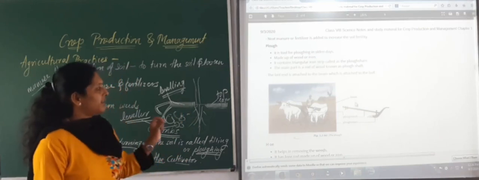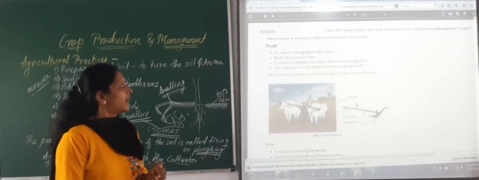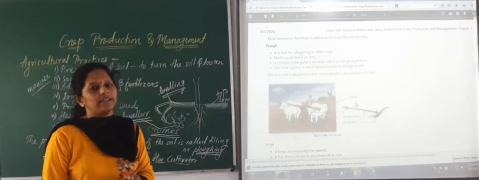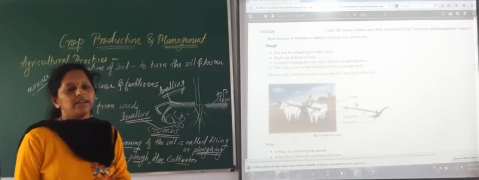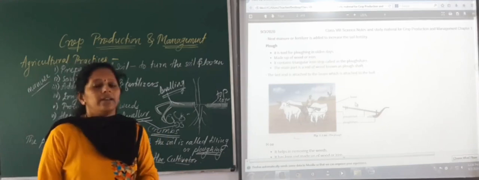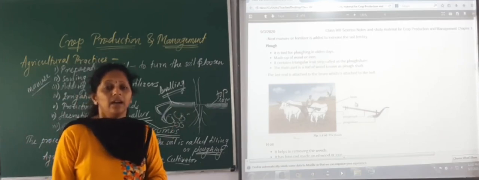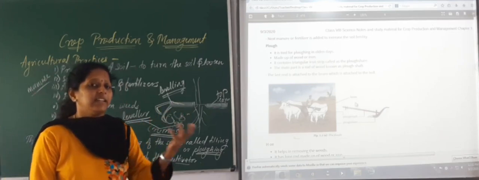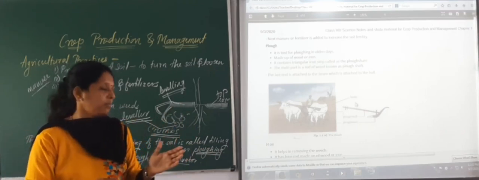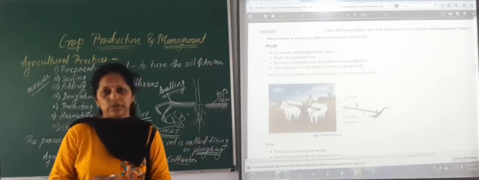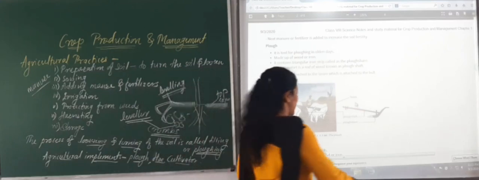The plow is important for plowing. It is made up of wood or iron, and it was used in olden days. Plowing is an important step for the loosening and turning of the soil. Nowadays, as you know, there are different implements. From olden days, animals like bulls and oxen are used, and in different areas horses and camels are also used. Whichever animals are present in a region, they are used for plowing purposes.